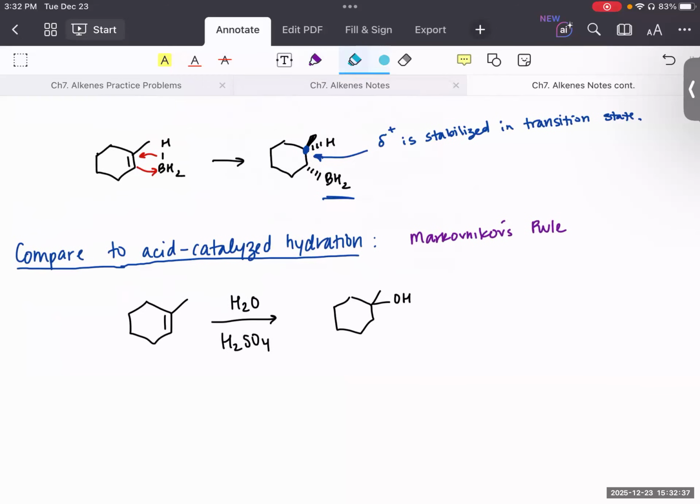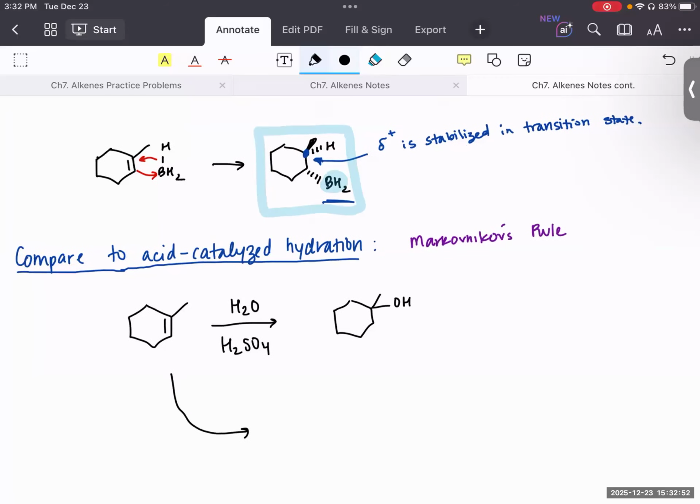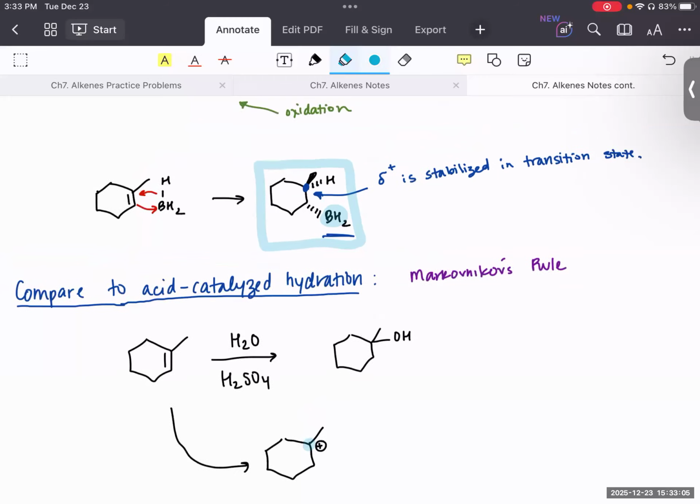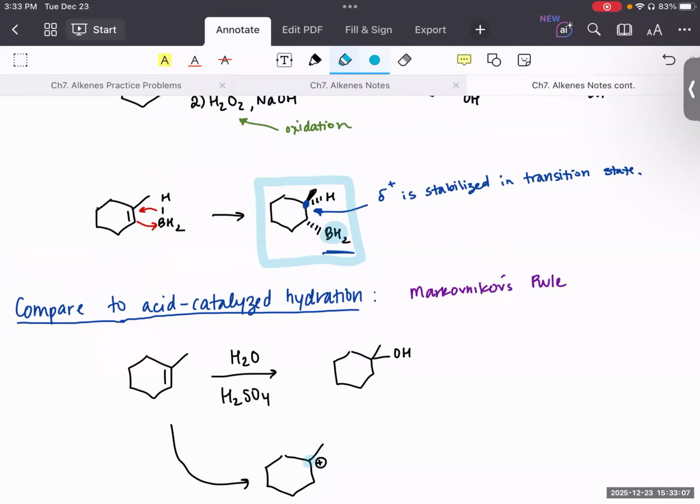So up here, I drew this intermediate where we can see that the boron goes to the less substituted carbon, which can then get substituted by the OH. While in this mechanism, and I won't draw the whole mechanism again, this reaction went through that carbocation intermediate where the positive charge went to the more substituted carbon, where it's more stabilized. And so that's the key difference between these two and why we get different selectivities.